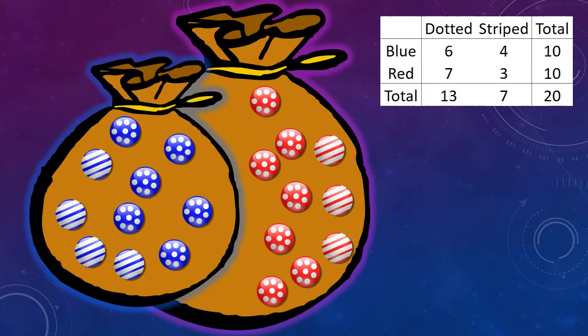Let's see how this formula works with that example. The probability that the marble was blue was 10 out of 20, or 50%.